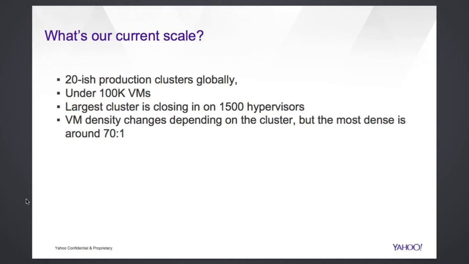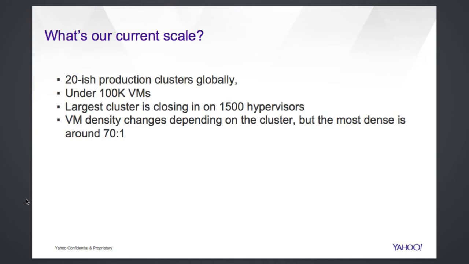So our global scale, in terms of VMs: we have 20 clusters globally. Each cluster is an island. We typically build one cluster per data center for our main production networks, and for our internal corporate networks, we also have a separate cluster per colo. Our VMs are still globally under 100,000 in total. The most we have per cluster is probably 10,000 or so in a single cluster.